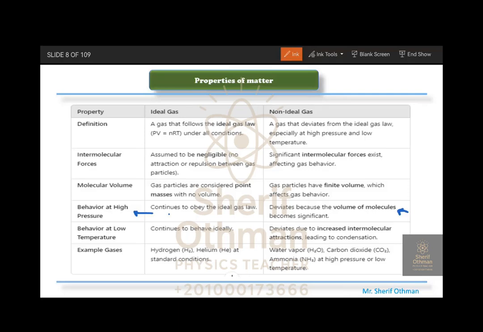The main difference between ideal gas and non-ideal gas is the volume and intermolecular forces. An ideal gas has no volume, has only mass, and has no intermolecular forces, while a non-ideal gas has both of them.